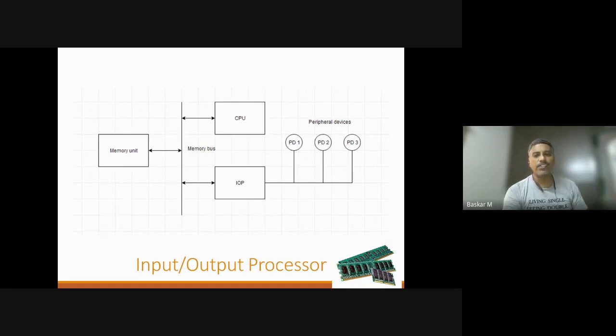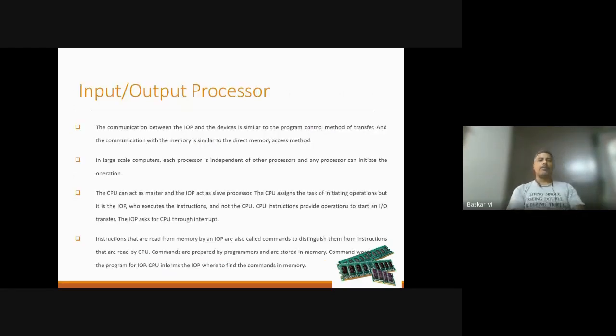Now, which devices you want to connect with the CPU or memory unit will be decided by the IO processor. All the IO devices are going to send in requests. Depending on the situation, the IO processor communicates with either memory or CPU. Then the process takes place. If it is a memory operation, without the knowledge of the CPU, the IO processor will take care of that. That's the diagrammatic representation.